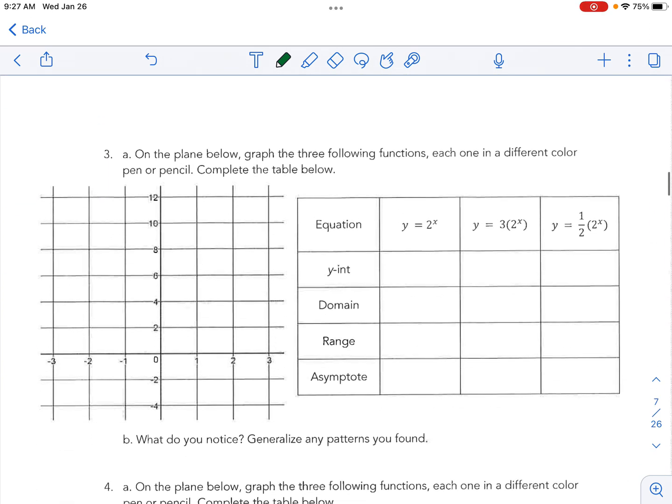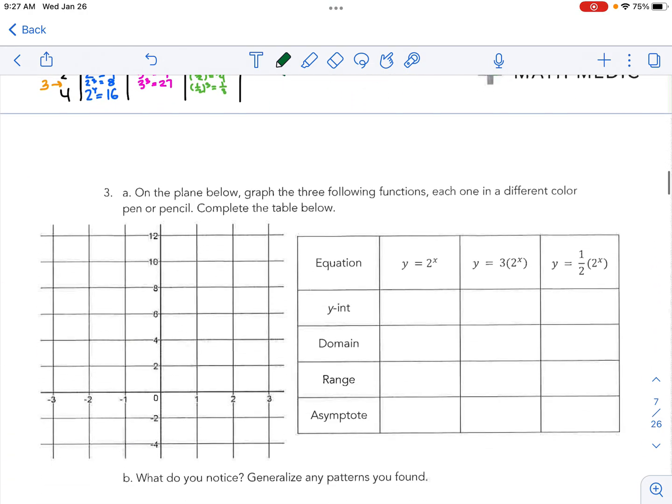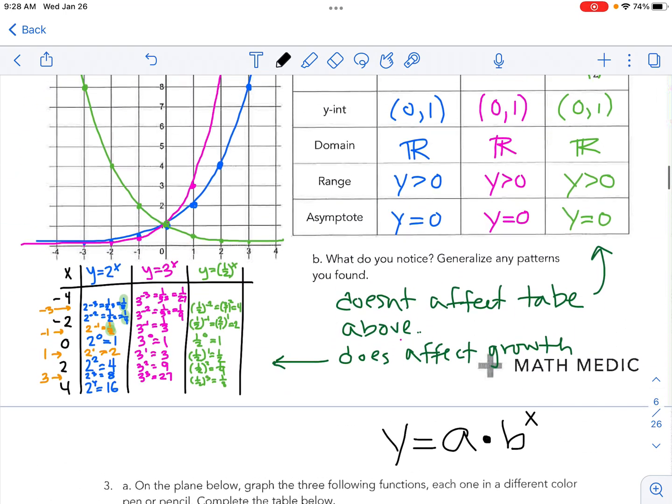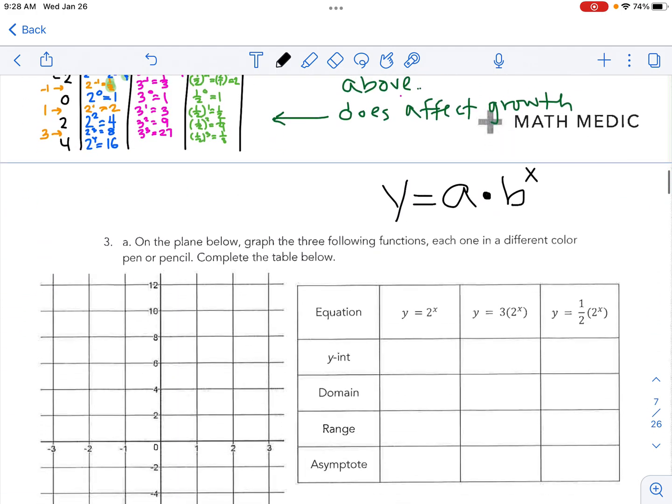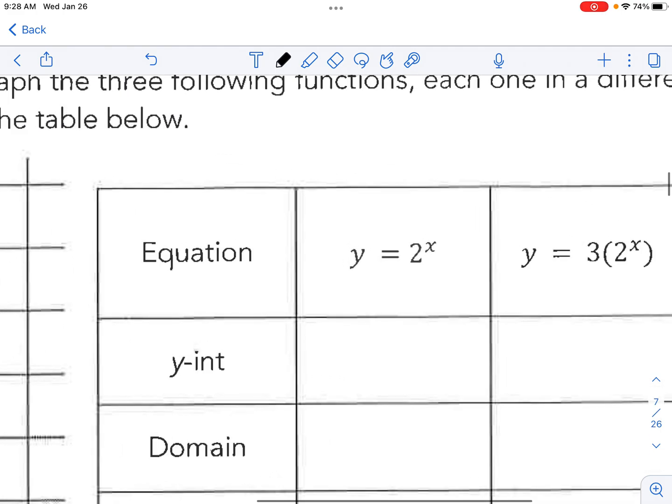Okay, so as we're going through here, it says on the plane below, graph the 3 following functions, each one in a different color. Pen or pencil, complete the table below. So we're starting out with the 2 to the x again. This is our base of 2, right? And we're looking at this form of the start value times the base to a power. Now we actually have start values other than 1, because like I mentioned up here, they were all 1. Now they're different values. So here, this is what we had originally.